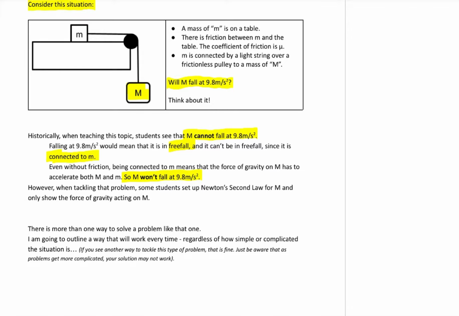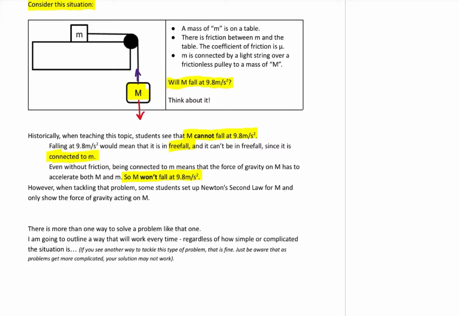There's going to be a little bit of tug of war. The capital M is going to go down. If it's going to move, it's going to move down. Maybe if there's a ton of friction, it wouldn't move, but we'll deal with that as we get to more tricky ones. Capital M is going to accelerate downward. It's just a question of how much. It won't be 9.8. 9.8 would be if it's free falling, but this string that's connected to little m is going to slow it down a little bit.